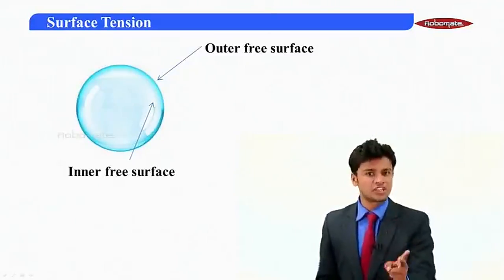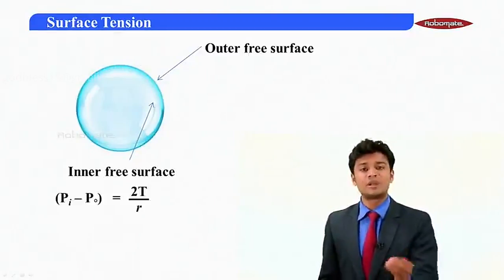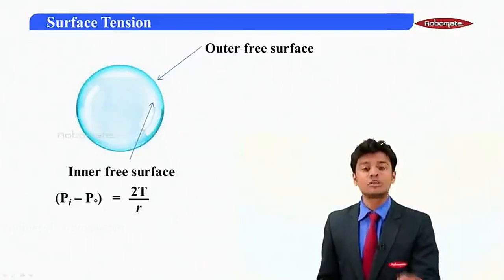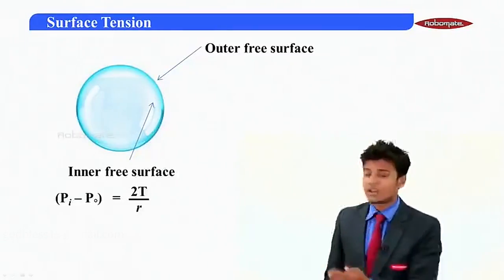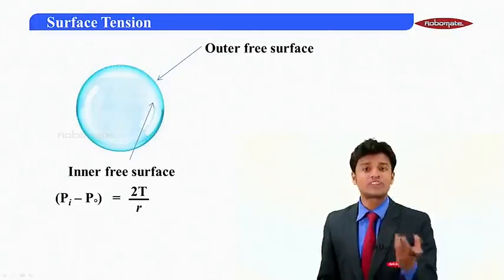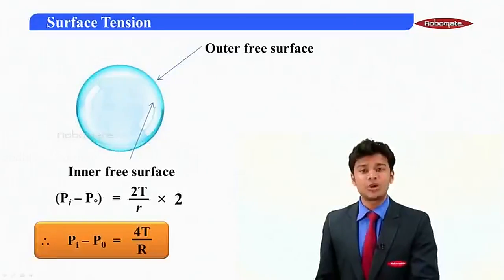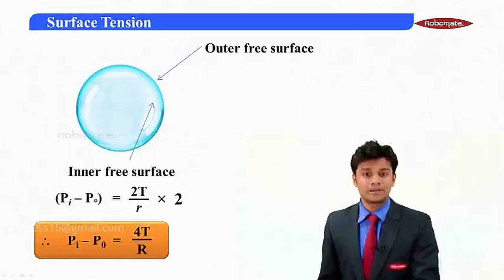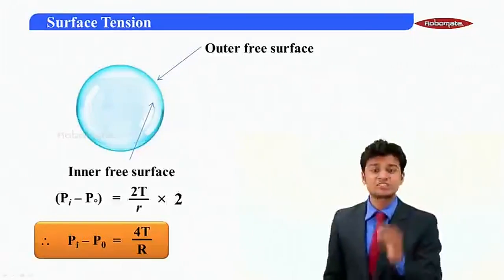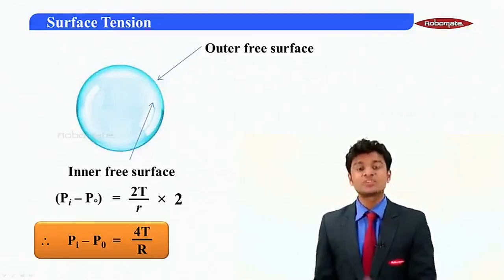If I have 2 free surfaces, on both sides I have surface tension, so it simply gets multiplied by 2. So for a drop, I have Pi minus P naught is equal to 2T by R. For a bubble, I have 2 free surfaces, so I multiply this by 2. So I get Pi minus P naught is equal to 4T by R. Remember class, for a drop the excess pressure is 2T by R, and for a bubble the excess pressure is 4T by R.